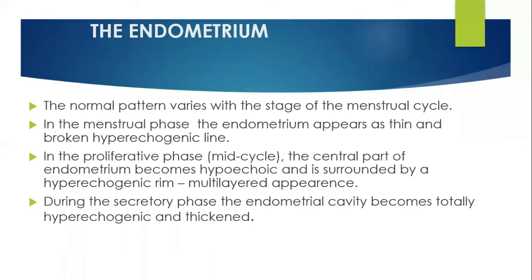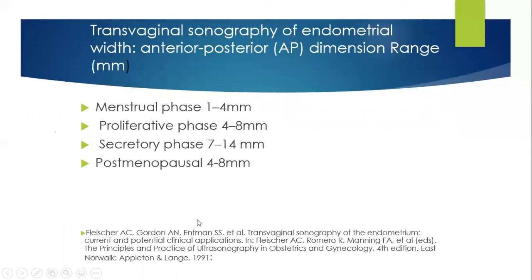Now let us understand how the endometrium looks in different phases. In the menstrual phase, the endometrium appears thin, as a broken hyperechoic line. In the proliferative or mid-cycle phase, the central part of the endometrium becomes hypoechoic and is surrounded by a hyperechoic rim, which is also known as multi-layered appearance. And during the secretory phase, the endometrium looks totally hyperechoic and thickened.